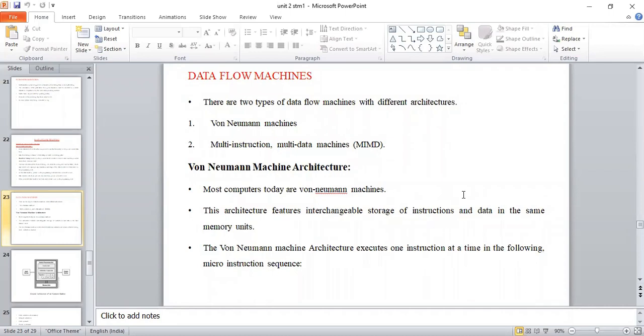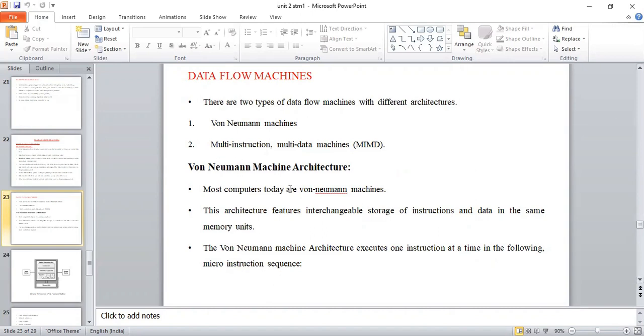Why do we have two different architectures? It means we have different variations in execution or testing in two different machines. Von Neumann machines execute in one way, whereas multi-instruction machines execute in another way. An instruction is executed in the first machine in one way, and in the second machine in another way. So what is the von Neumann machine architecture, and what is its representation?